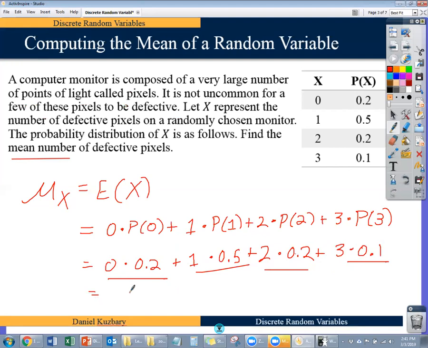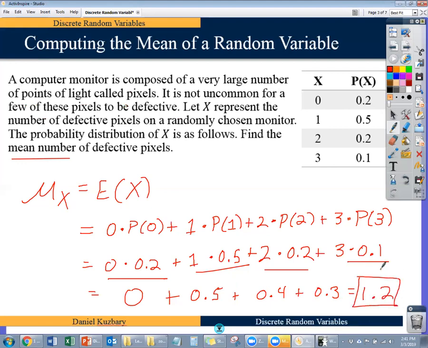So 0 times 0.2 is 0. 1 times 0.5 is 0.5. 2 times 0.2 is 0.4. 3 times 0.1 is 0.3. Add these up to get your answer. So 0.5 plus 0.4 is 0.9. Add 0.3, you get 1.2.